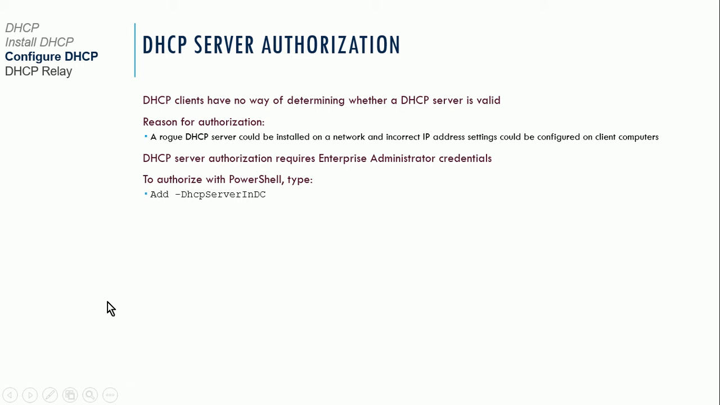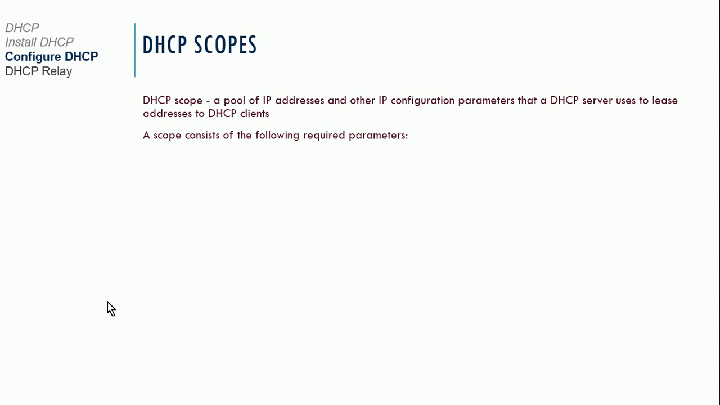So let's continue our discussion on DHCP server configuration. The next step is DHCP scopes. A scope is basically a pool of IP addresses and any other IP configuration parameters that you might need that the DHCP server is going to use when it leases IP addresses to clients.